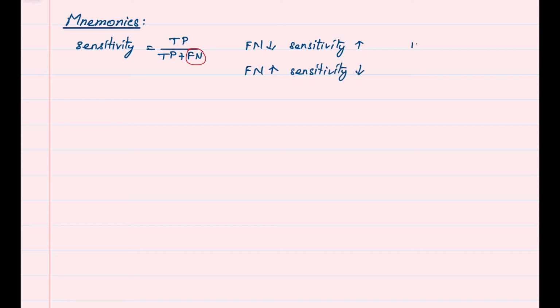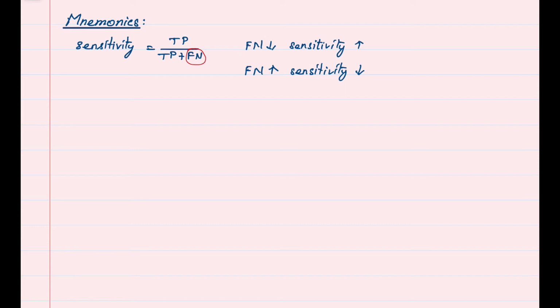The sensitivity formula is TP upon TP plus FN. If FN decreases, sensitivity increases, and if FN increases, sensitivity decreases. For example, if we divide 10 by 2 and 10 divided by 5, this answer is 5, that answer is 2. If the denominator is smaller, the answer will be bigger, and if the denominator is bigger, the answer is going to be smaller. Similarly, if FN is smaller, the sensitivity answer will be greater.